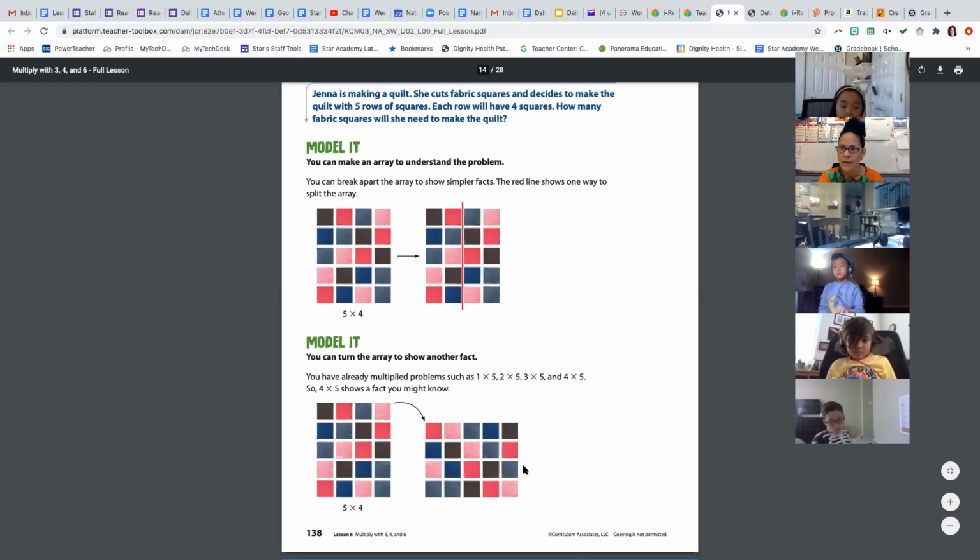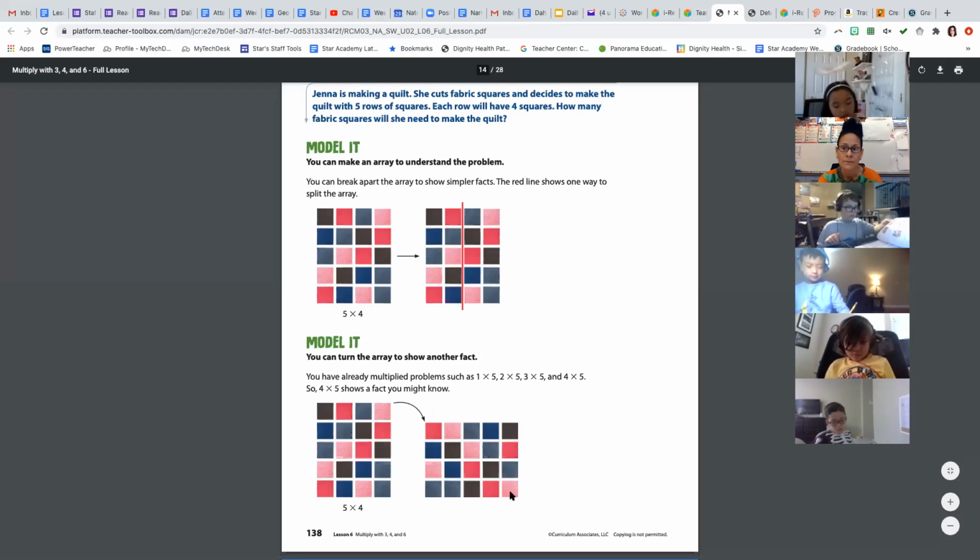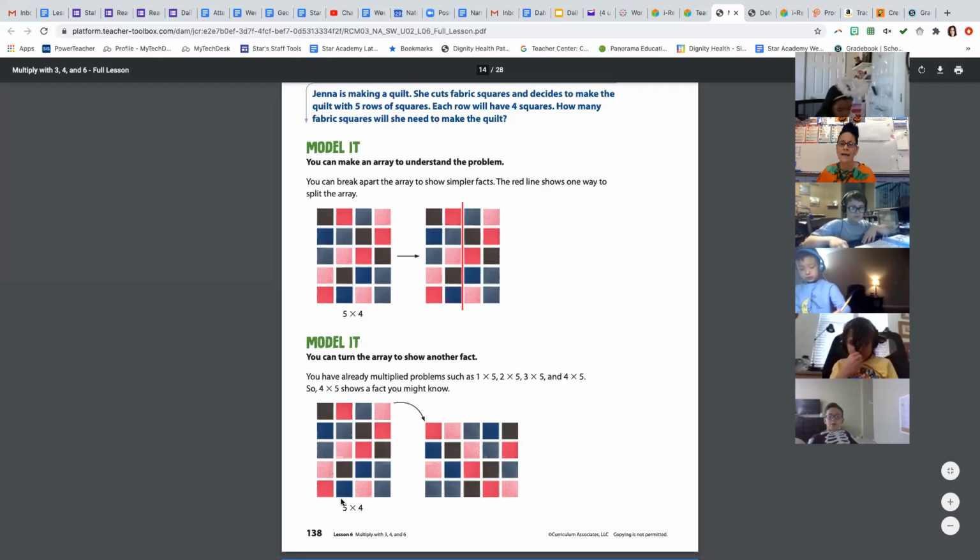Now the model below it is what we've been talking about when we take those arrays and we flip them back and forth. You will see that this first array is 5 times 4. When you flip it, it becomes 4 times 5. You will notice on this array that the number that we are dealing with does not change. It does not change. We've simply taken the array and we've tipped it.